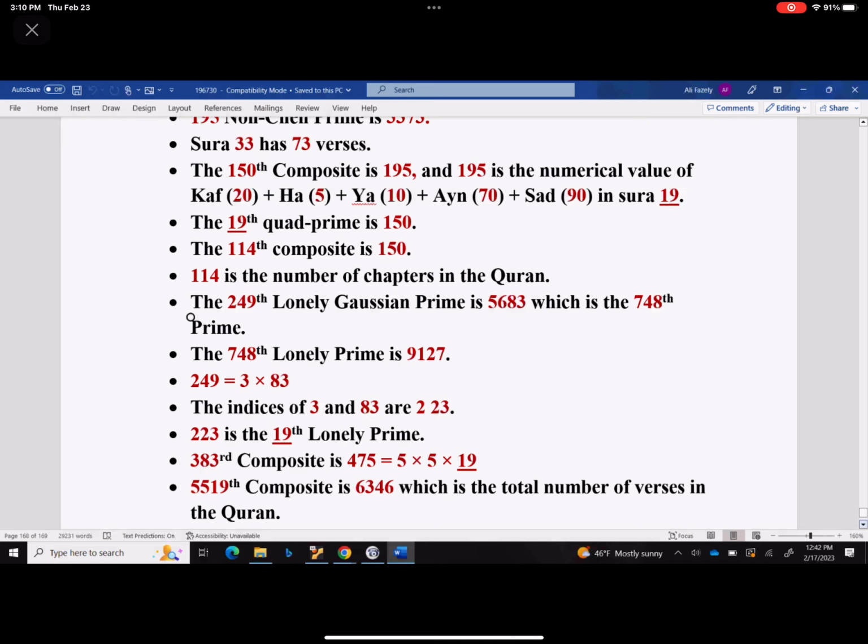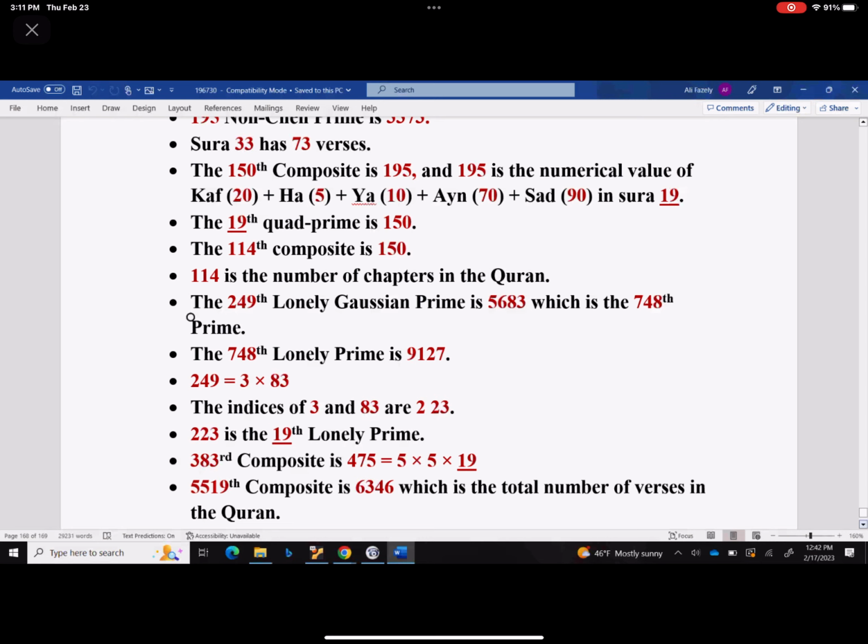The 249th lonely Gaussian prime happens to be 5683, which is the 748th prime number, and the 748th lonely prime is 9127. I want to again ask for your attention to these two numbers, 748 and 9127. The number of digits in both of these adds up to 19. So God simplifies it so you can actually see it. 7 plus 4 is 11, plus 8 is 19. 9 plus 1 is 10, plus 2 is 12, plus 7 is 19.